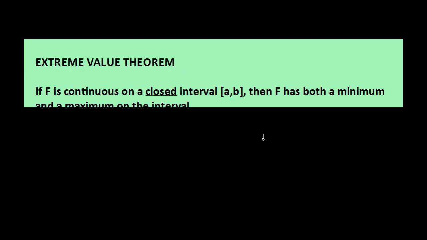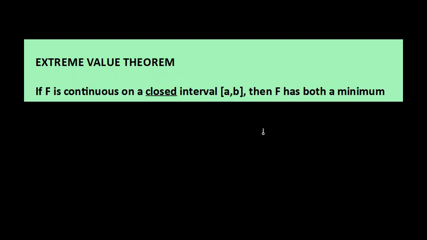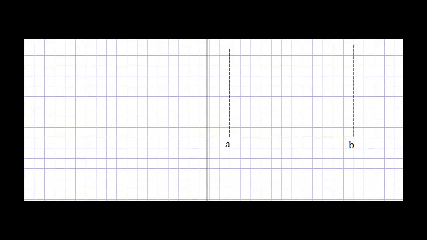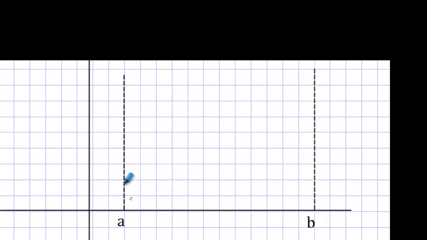So let's take a look at what's called the Extreme Value Theorem. The Extreme Value Theorem says that if a function is continuous on a closed interval from a to b, then the function must have both a minimum and a maximum on the interval. Let's look at it intuitively, not formally prove it. If I've got a closed interval from a to b, and the function's continuous, and those things are important, then it must have a minimum and a maximum on that interval.